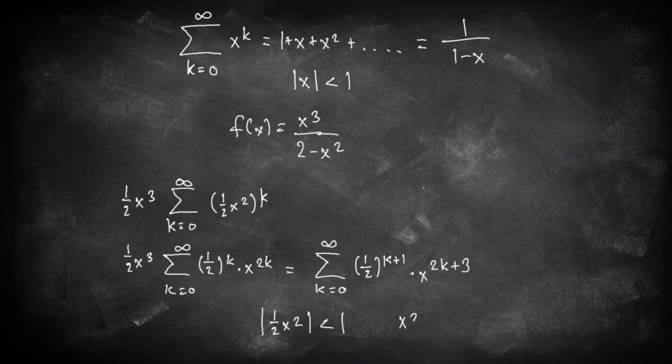So that means the square root of x, absolute value x squared is 2. Take the square root of both sides, so the absolute value of x has to be less than the square root of 2. So our new radius of convergence is square root 2.